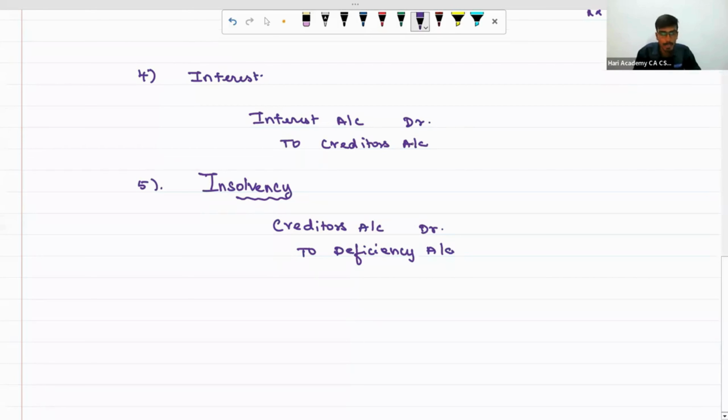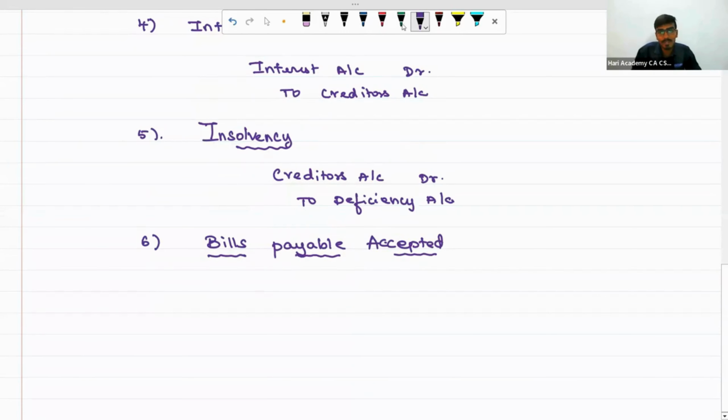Then the sixth one, bills payable accepted. I have accepted the bills payable. I have signed the bills and I have accepted the bills. What is the journal entry for purchases? Purchases to creditors, correct? For that, I have given a bill. So my creditors balance will come down, so I am going to debit it.